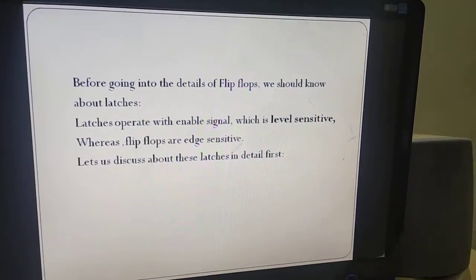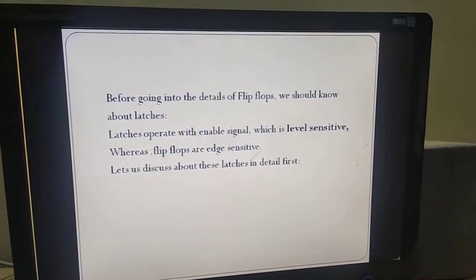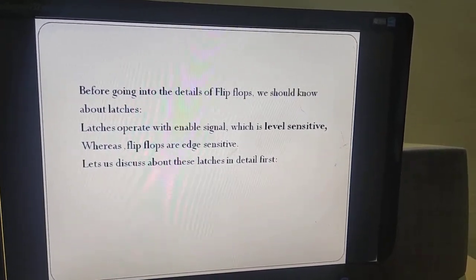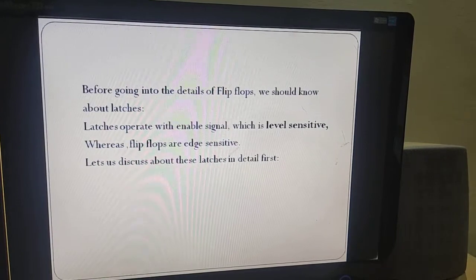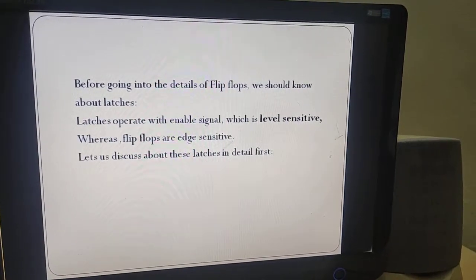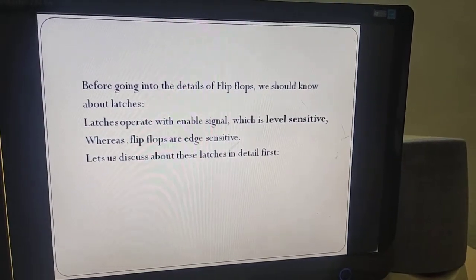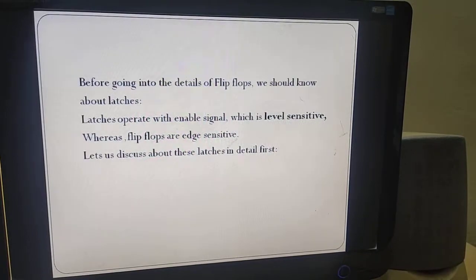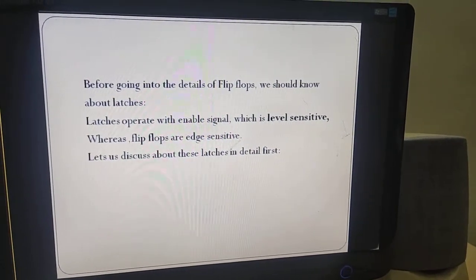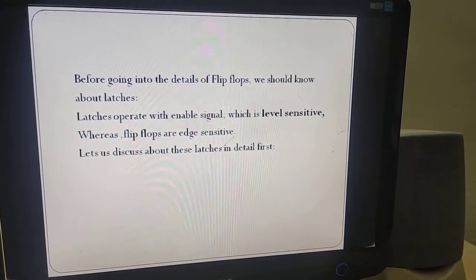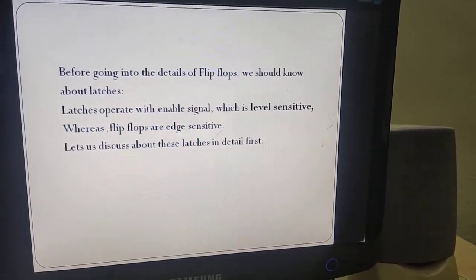Now, as I told you, we started our discussion with flip-flops, but rather than going into that directly, one should know about latches. The latches operate with an enable signal, which is level sensitive, whereas flip-flops are edge sensitive. I will not go too much into those details first; rather we will go into the latches.